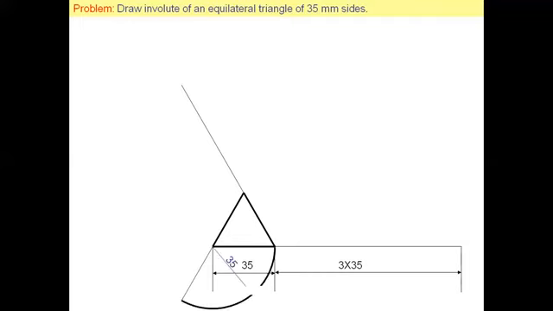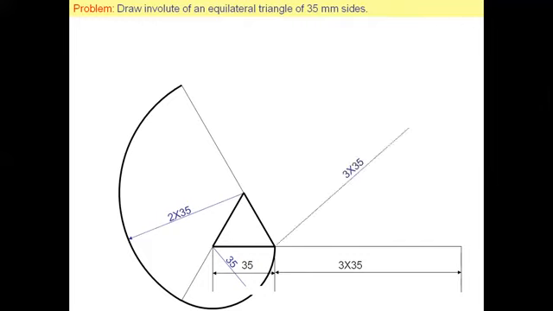This radius is 35 mm. Then the next arc is 2 into 35. Then the third arc is 3 into 35, and complete the involute of the equilateral triangle.